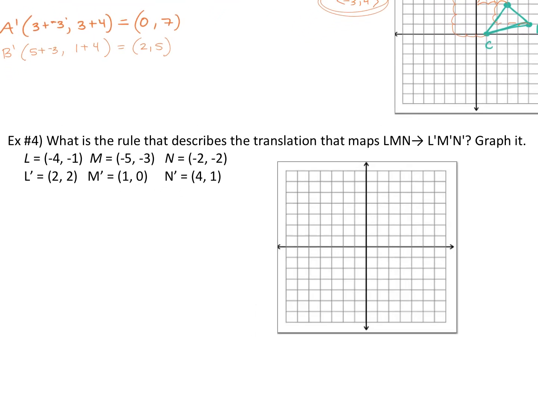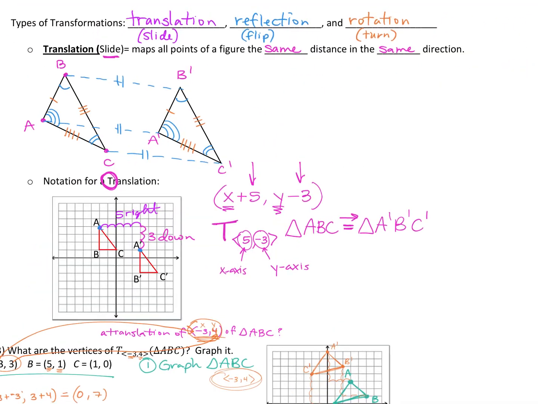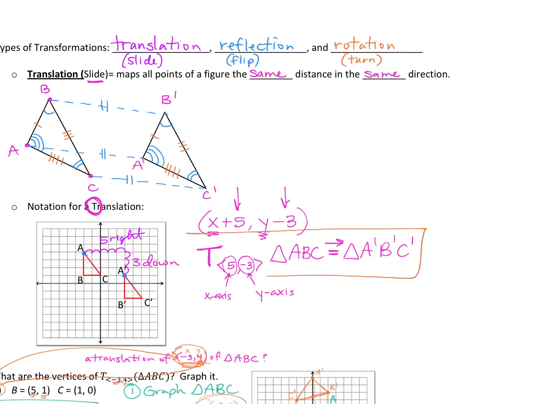Now it says, what's the rule that describes the translation that maps triangle LMN onto L prime, M prime, N prime? This word right here should be your cue, like, I need a rule. Whenever they ask for the rule, they're asking for this.